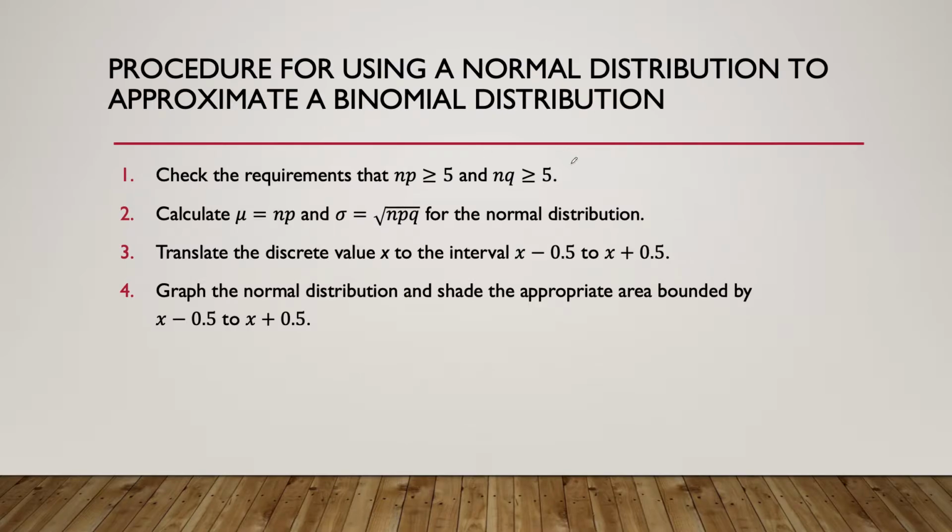The procedure for using a normal distribution to approximate a binomial distribution: we first check the requirements that n times p is greater than or equal to 5 and n times q is greater than or equal to 5. We calculate the mean as n times p and standard deviation as the square root of n times p times q for the normal distribution. We translate the discrete value x to the interval x minus 0.5 to x plus 0.5, and then graph the normal distribution and shade the appropriate area bounded by x minus 0.5 to x plus 0.5.